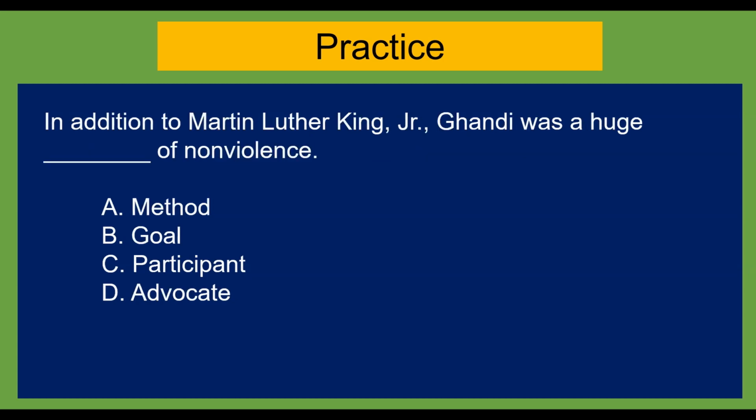In addition to Martin Luther King Jr., Gandhi was a huge advocate of nonviolence. Method, goal, participant, advocate. In this sentence, we need a noun, but all 4 choices are nouns, so focus on the meaning. We have Gandhi was this of nonviolence. The correct answer here is letter D, advocate, a supporter of nonviolence.